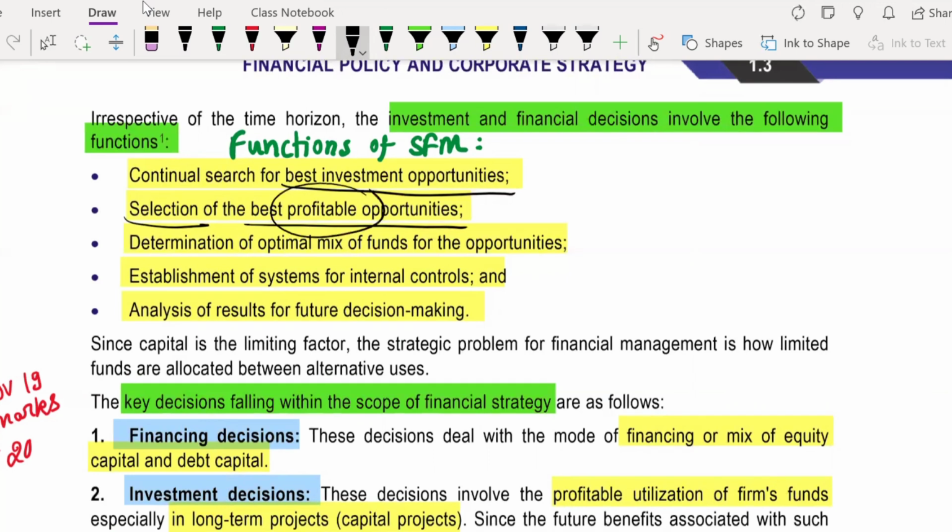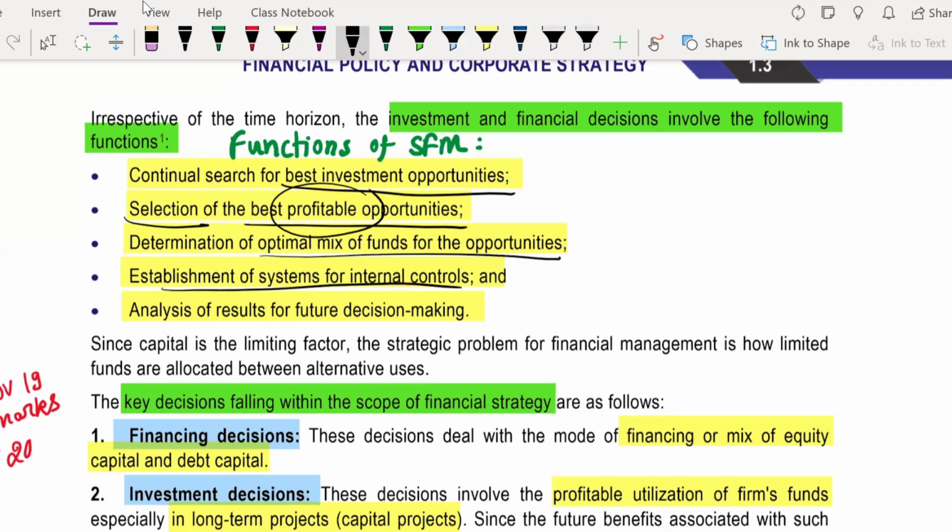And after that, you have to determine how much funds you're going to put into which of the opportunities. What is the most optimal mix of funds that you can invest in these opportunities. Okay, so now you did a search, you found out profitable opportunities, you did an optimal mix and invested in those. Now, after these, what you will do is you need to establish a system of internal control.